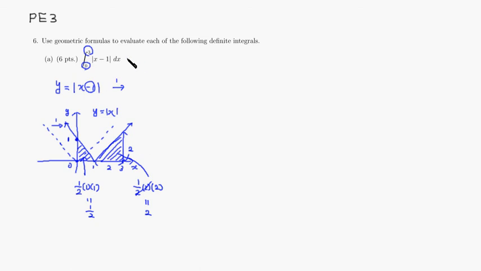Therefore, this integral is going to come out to be just a combination of those two areas, so 1 half plus 2. But the 2 is 4 over 2, so it's 5 over 2. All right, that's it.